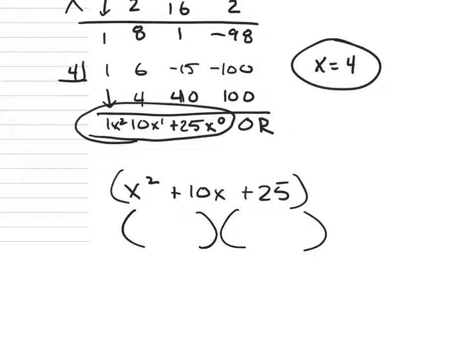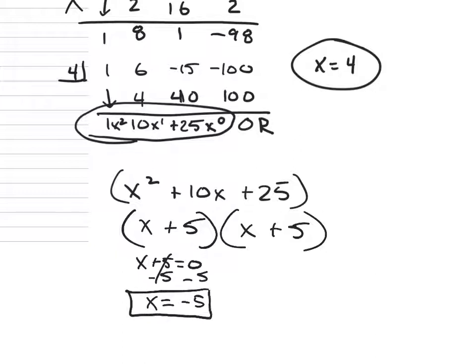You could do the perfect square trinomial, or I could just look for two numbers that multiply to give me 25 and add to give me 10. It would be 5 and 5, positive 5 and positive 5. So, x plus 5 could equal 0. Subtract 5, x would be equal to?